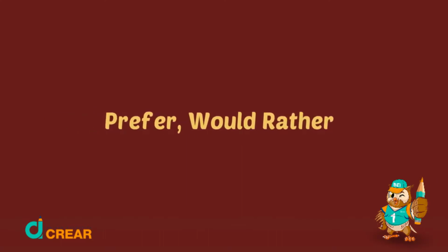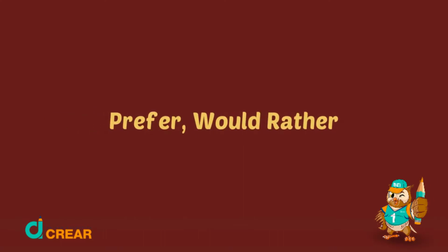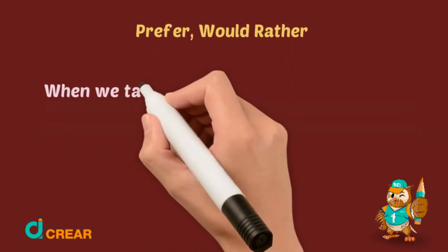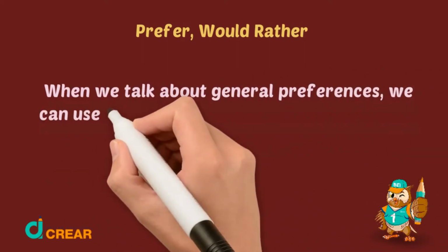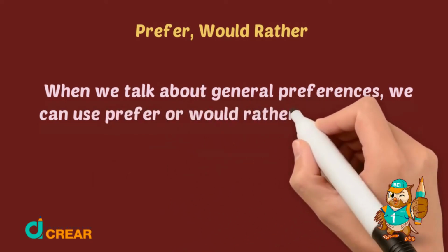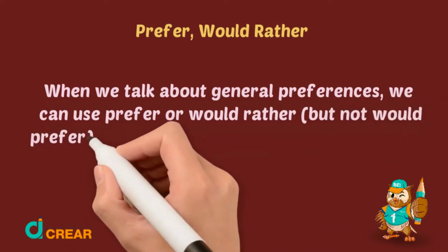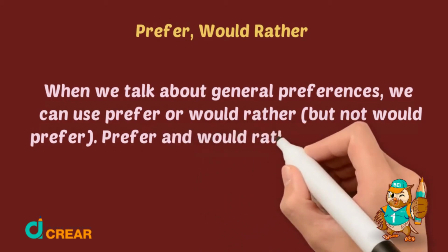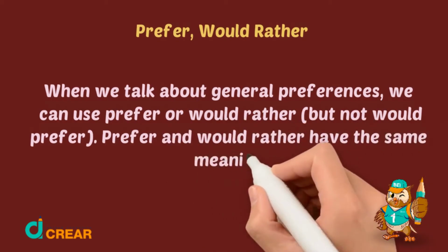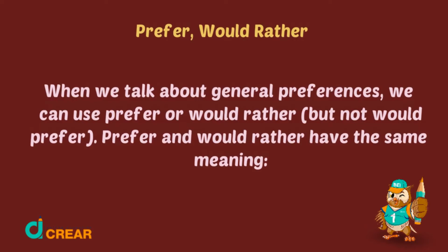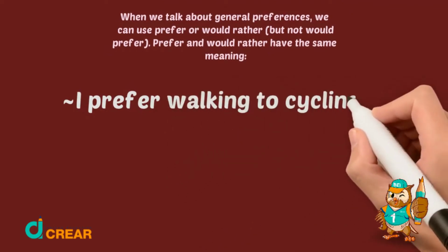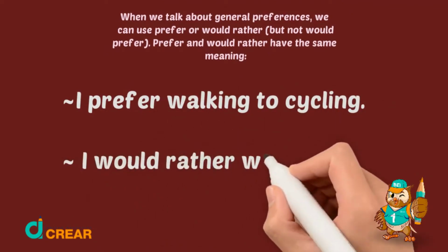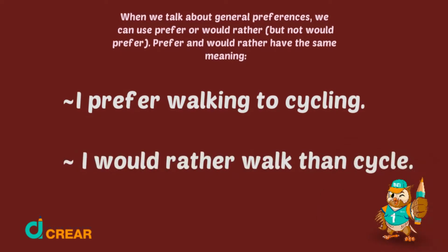But what is the difference between prefer and would rather, my dears? Well, it is pretty simple. When we talk about general preferences, we can use prefer or would rather. Yes, but in different cases. Prefer and would rather have the same meaning. After prefer, we use the verb in the ing form. After would rather, we use the verb in infinitive, my dears, without to.